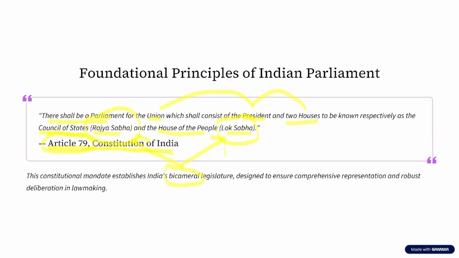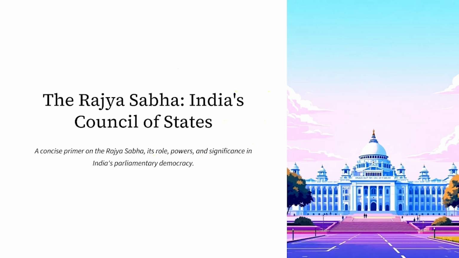Now, let us move forward and start with the Rajya Sabha. What is this Rajya Sabha? Rajya Sabha is the Hindi term. What is the English term for Rajya Sabha? It means the Council of States. We'll try to understand why it is called Rajya Sabha or the Council of States, and why states are given more importance in this term.